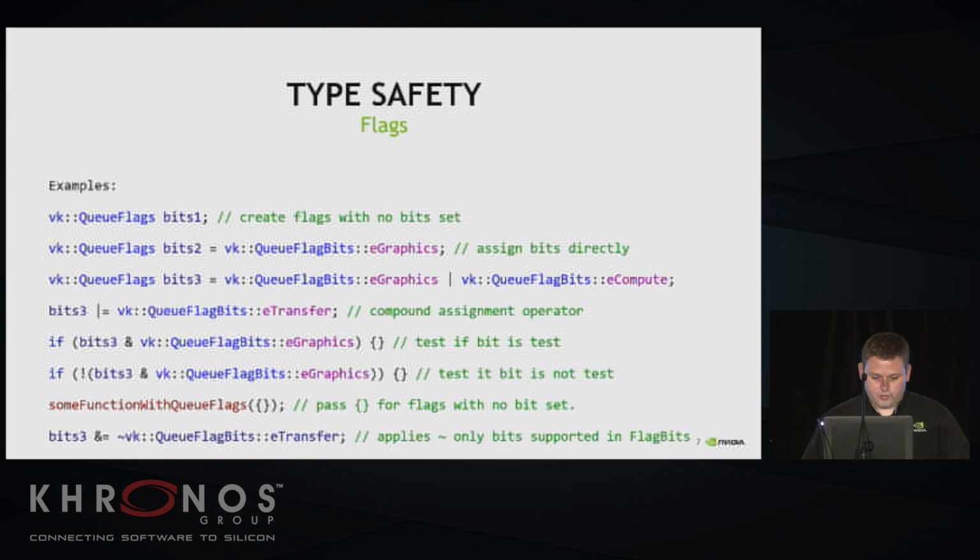And finally, we also support the bitwise operator for not. And this one inverts only the bits which are known by the Flags. So not all of them, so you don't always get an invalid Flags object.